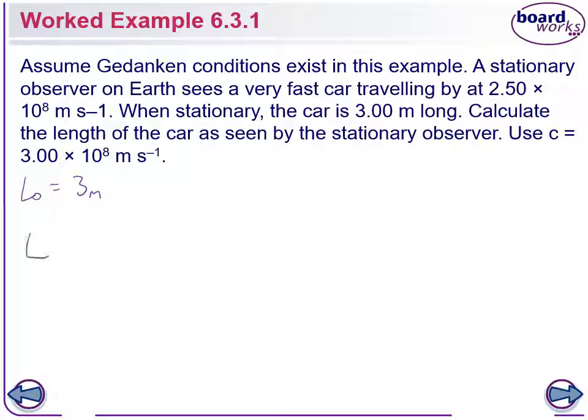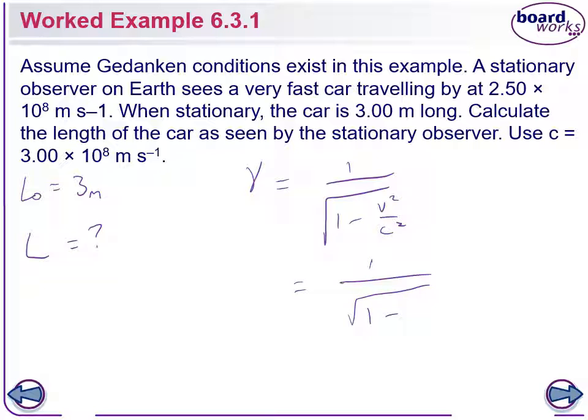So in order to do this, we need to work out our Lorentz factor, which is equal to 1 over the square root of 1 minus v squared on c squared. And I think this is very similar to the Lorentz factor we did the other day. So we can do 1 over the square root of 1 minus, now remember we don't need the times 10 to the 8, so it can just be 2.5 squared over 3 squared.